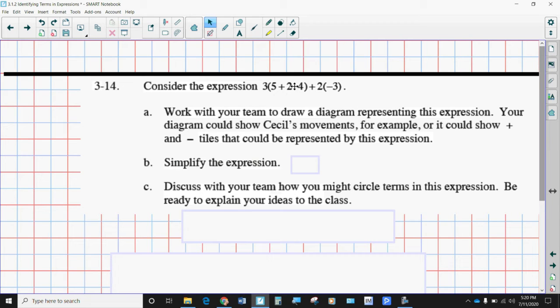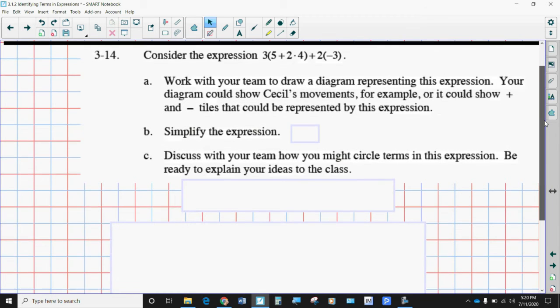So go ahead and copy this down, draw what you think the representation looks like, then simplify the expression and write it as a single number, and then circle the terms so you can see just how many terms there are within this expression. Okay? Pause and come back when you're ready.